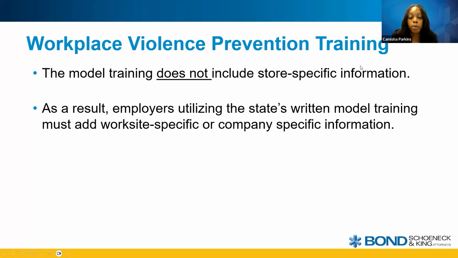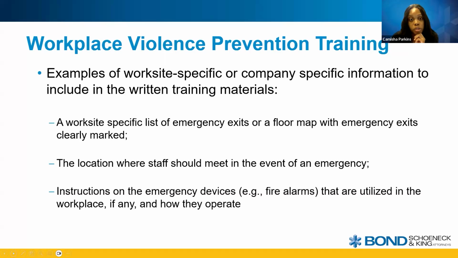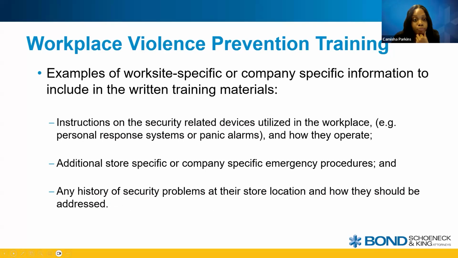So as I did mention, employers must add worksite specific and/or company specific information in the training, and some examples of this are provided in the state's materials. It does note that an employer's worksite specific or company specific information should include at a minimum a worksite specific list of emergency exits or a floor map with emergency exits that are clearly marked, the location where staff should meet in the event of an emergency, instructions on emergency devices, such as fire alarms that are utilized in the workplace, including instructions on how they operate.